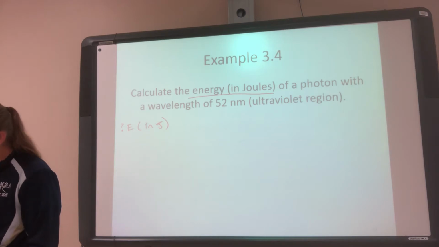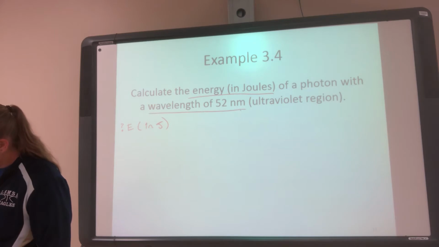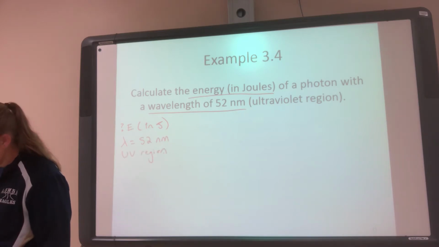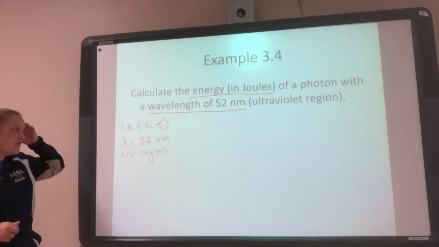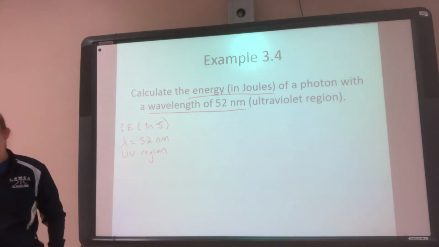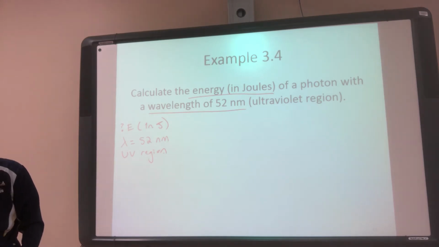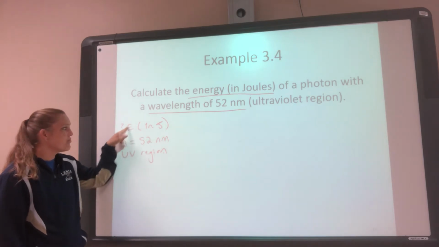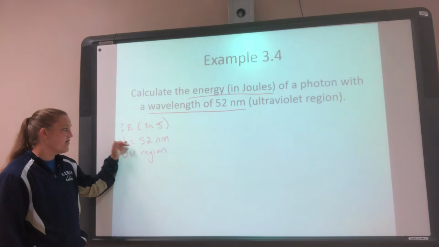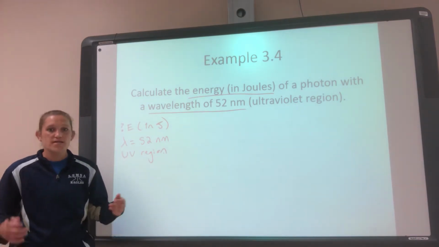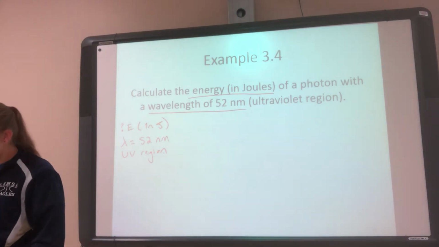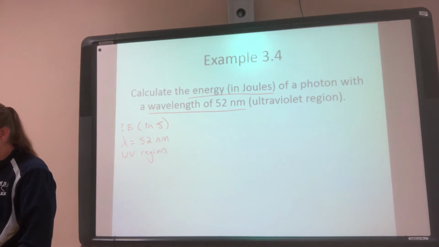Then I ask, well, what do I know? What did they tell me? They told me the wavelength. Wavelength is 52 nanometers, and you can say that's in the UV region. So I have wavelength, but I want energy. Wavelength is kind of like the wave nature of my light, and energy is my particle nature. So I have the wave nature and I'm trying to get to the particle nature. So I need something that combines both aspects.